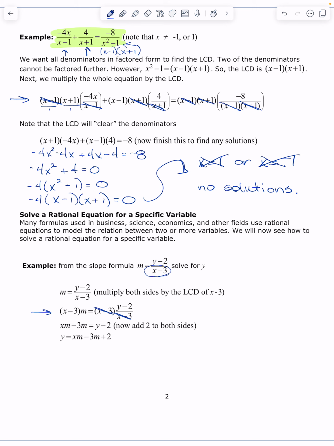The x minus 3's cancel over here on the right-hand side. Notice that the m is distributed over here. We go ahead and add 2 to both sides. And we have an equation for y in terms of x and m. So if we had an x value and the slope, we could solve for the y that goes with that x. In the meantime, we're going to leave that written as a function in other variables.